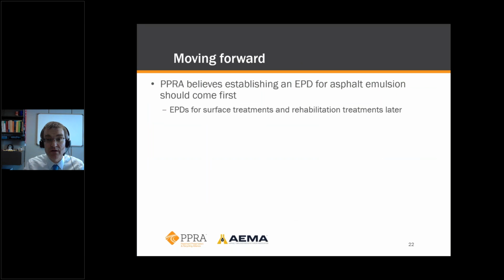So moving forward, PPRA believes that establishing an EPD for asphalt emulsion should come first. Again, remember this is a cradle to gate. After we leave that gate, that's when we start looking at all the surface treatments and the rehabilitation treatments, the fog seals, chip seals, microsurfacing, hot in place recycling, cold in place recycling, etc. Then we start looking at all those surface treatments, ultra thin bonded overlays, those type of things.